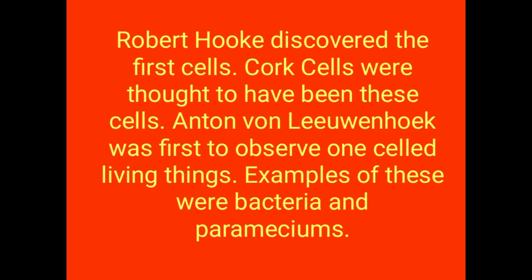This point shows that cells were first discovered by Robert Hooke from plants, then animals, and then Anton Leeuwenhoek continued this work, and he also discovered the single-celled organisms, or unicellular organisms, which have one cell, just like bacteria and parameciums.